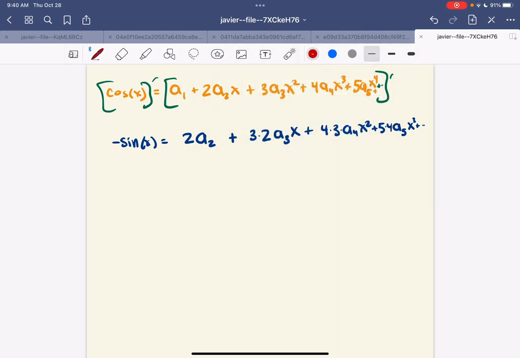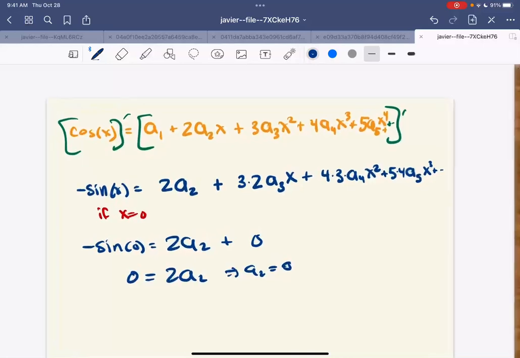Okay, and then I do something so amazing. I substitute and I ask the question, what if x is equal to 0? That will kill this one. It will kill all this because they all have zeros, and it'll leave me with a statement that says that negative sine of 0 is equal to 2a2 plus 0. And of course, sine of 0 is equal to 0, so this tells me that a2 is equal to 0. Boom.